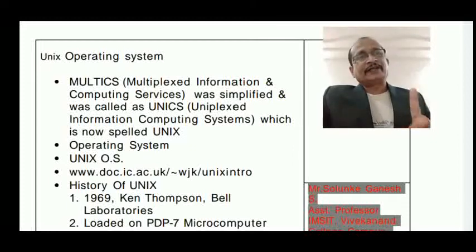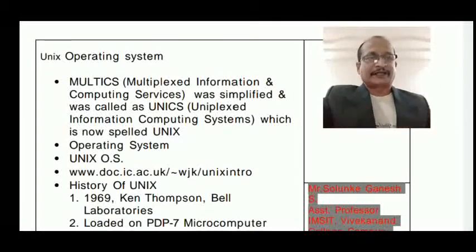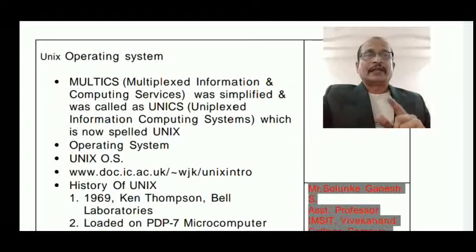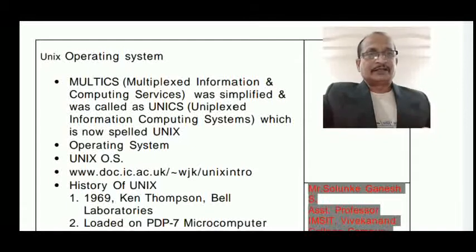Single user operating system is further divided into two types. The first one is a single user, single tasking operating system. The name of the operating system of this type is MS-DOS. The second one is a single user multitasking operating system. The name of this type of operating system is MS Windows.